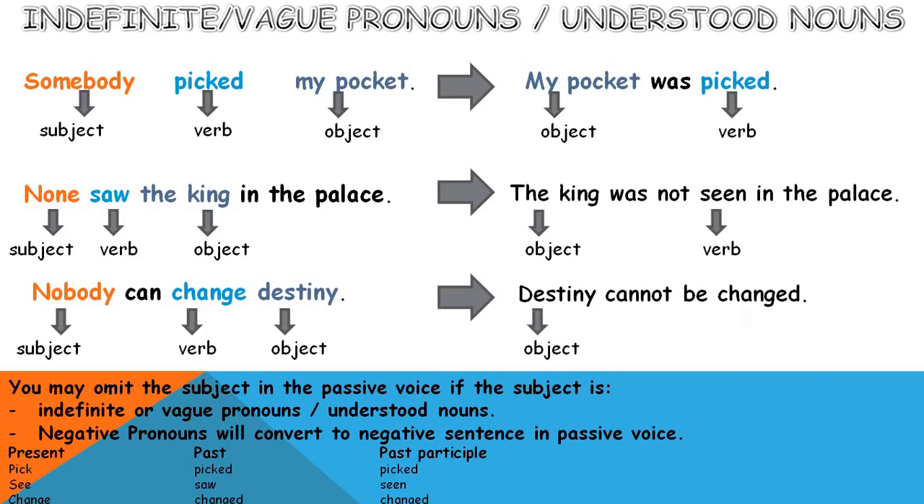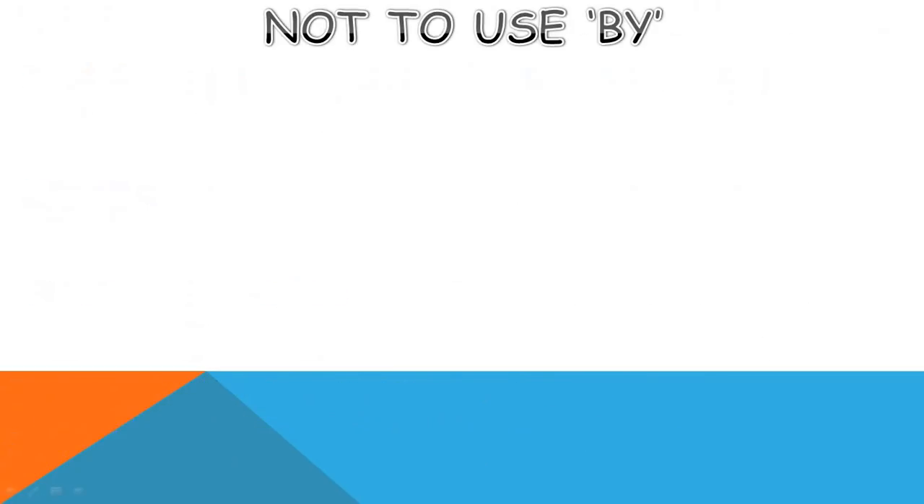Alright, then. Destiny is the object, changed is a verb. Changed is the past participle of change. In a few cases you may omit the usage of by. Have a look at these.